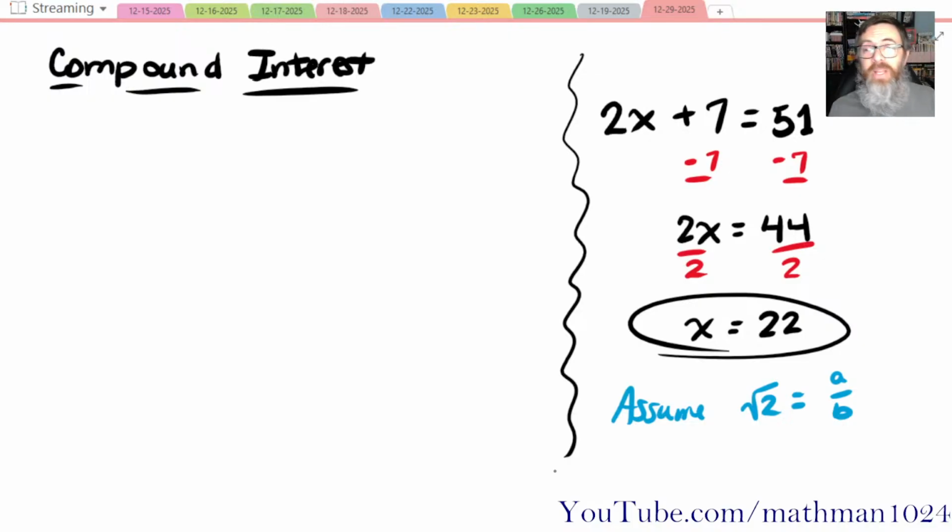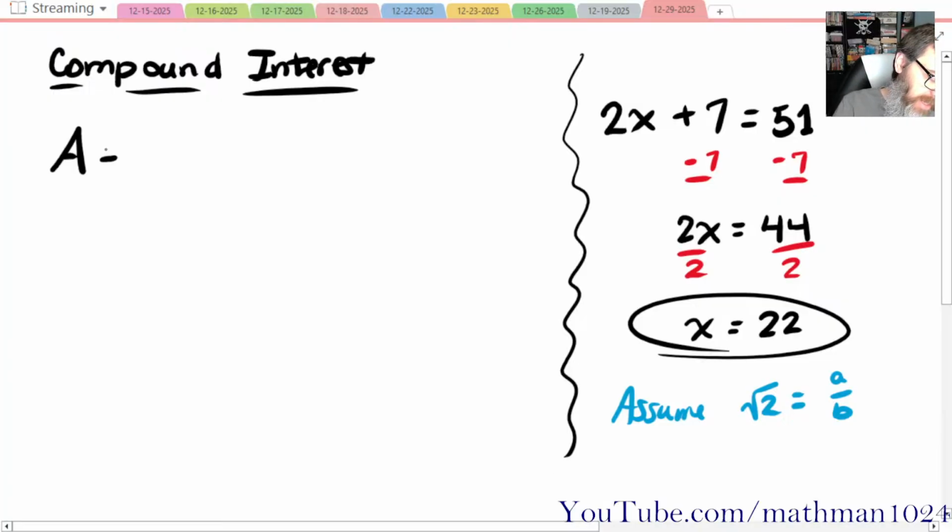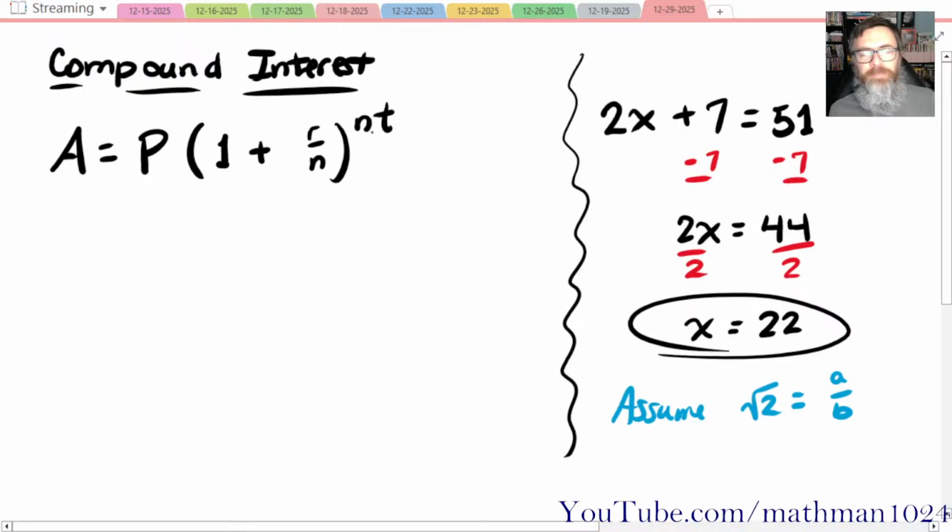Compound interest. So, oh, cool. That works out. There you go, Christian. All right, so we're going to keep things simple with compound interest. Now, I'm not talking about simple interest because that's really, really simple. But compound interest is this form. I almost wrote the wrong form. A equals P times (1 plus R over N) to the NT.